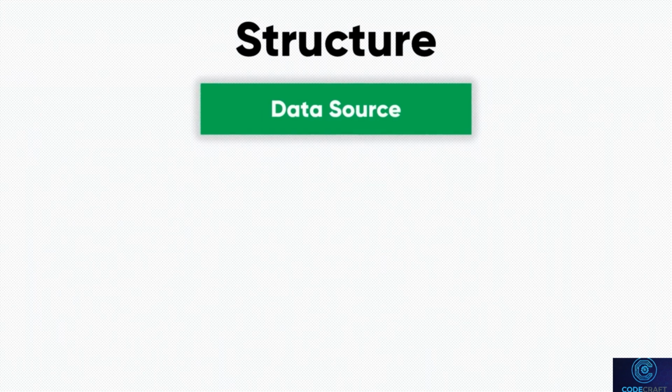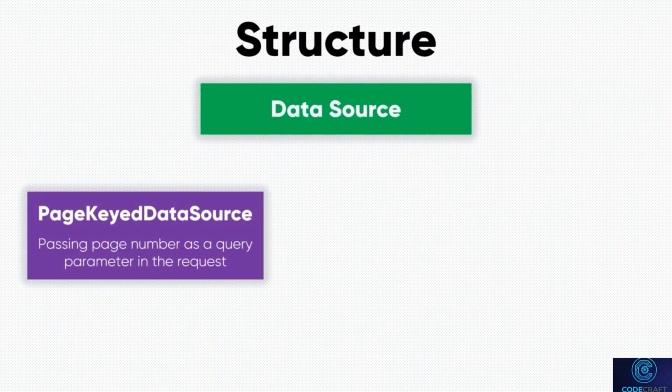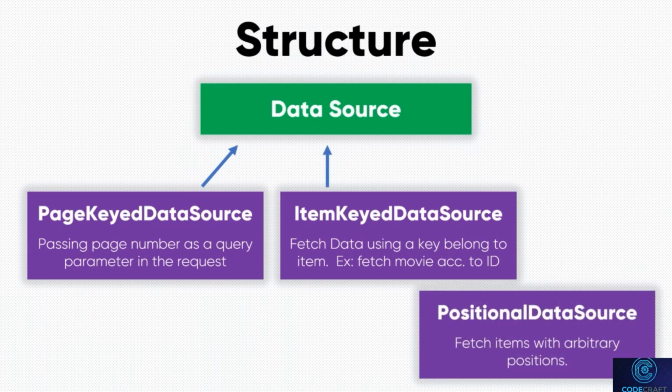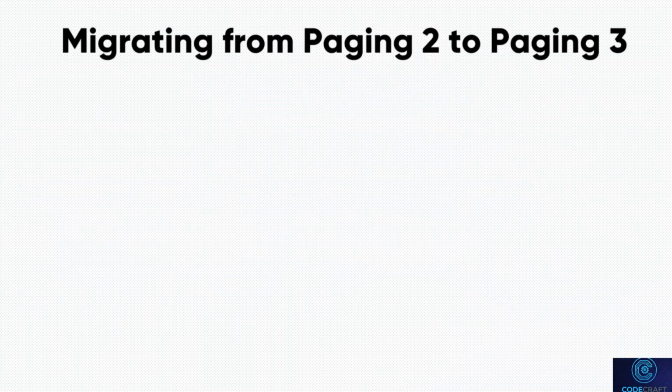Now, let me consider the data source. As I told you, there are 3 types. We are interested in using the PageKeyedDataSource because we pass the page number as a query parameter in the request, and this is the case of our project. We pass the page as a parameter inside the query in order to be executed, and we depend on paging according to the pages of the API.